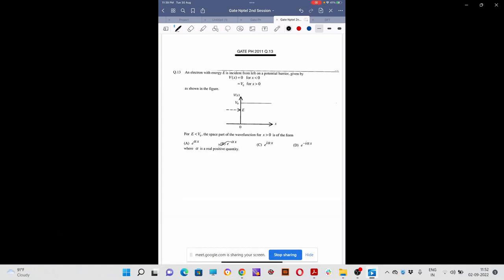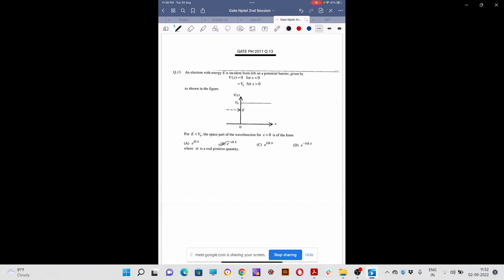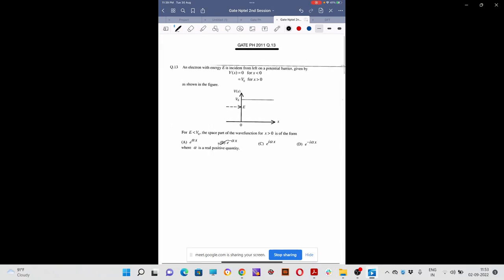For E less than V0, find the space part of the wave function for x greater than 0, which is of the form where alpha is a real positive quantity. So in this question, what we need to do is to find the wave function for the x greater than 0 part. To find the wave function, we need to solve the Schrodinger equation.